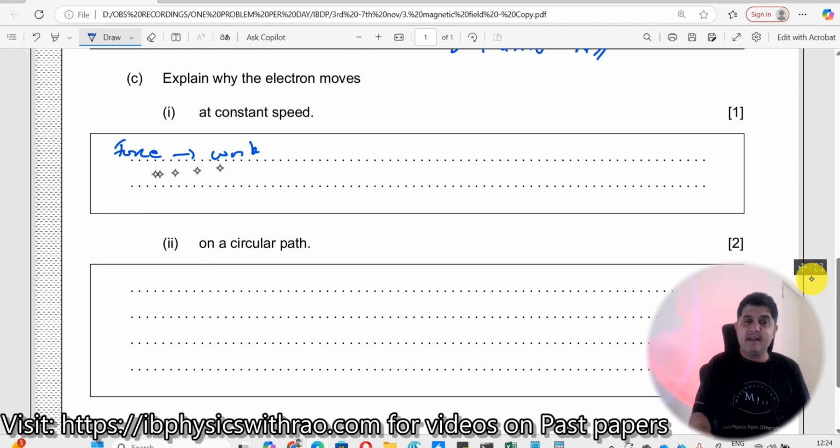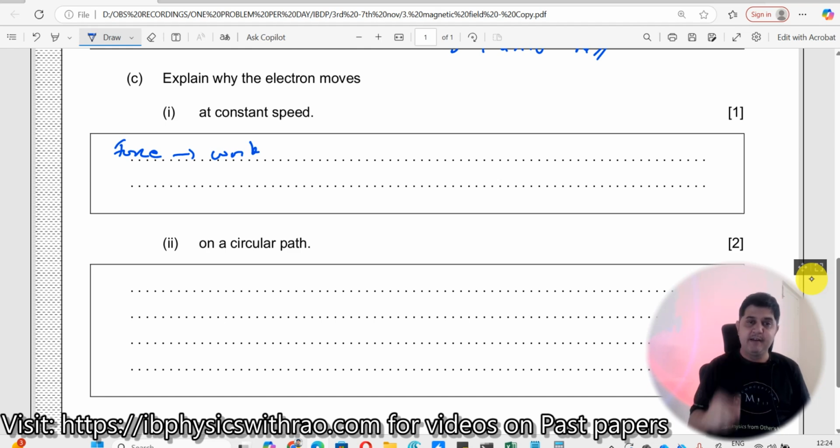Now, what does the magnetic force do? This is the general thing which we have. Whenever you have a force, the force applied will make the object move. If it is acting in the same direction, the speed of the object will increase. If it is in the opposite direction, the moving object will slow down. But there is one more possibility: it can change the direction of the object.